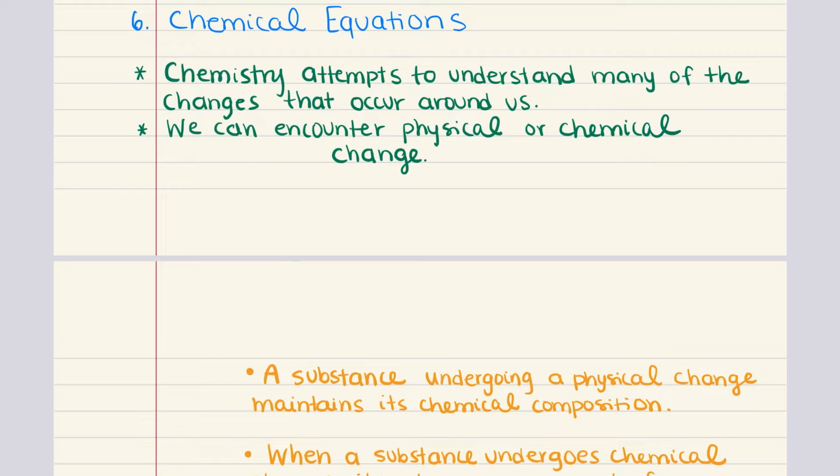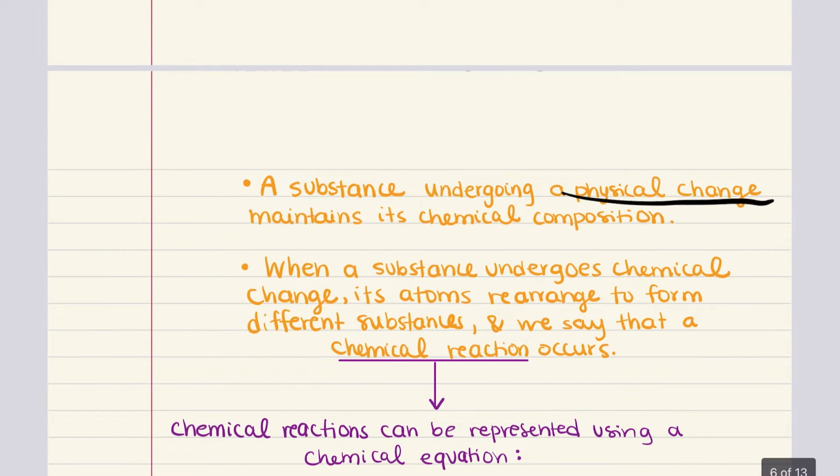Today we're continuing our lecture on stoichiometry and we left off at objective 6 titled chemical equations. Now chemistry attempts to understand many of the changes that we encounter around us. Some of the changes that we can encounter can be classified as physical changes and some can be classified as chemical changes. A substance that undergoes physical change maintains its chemical composition.